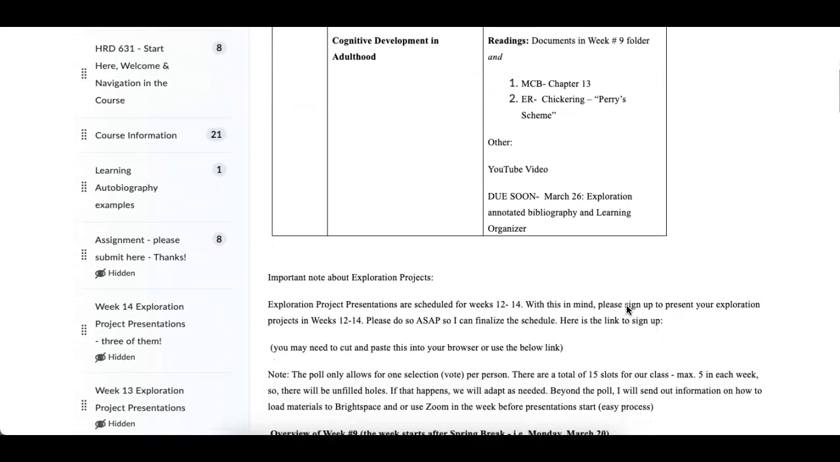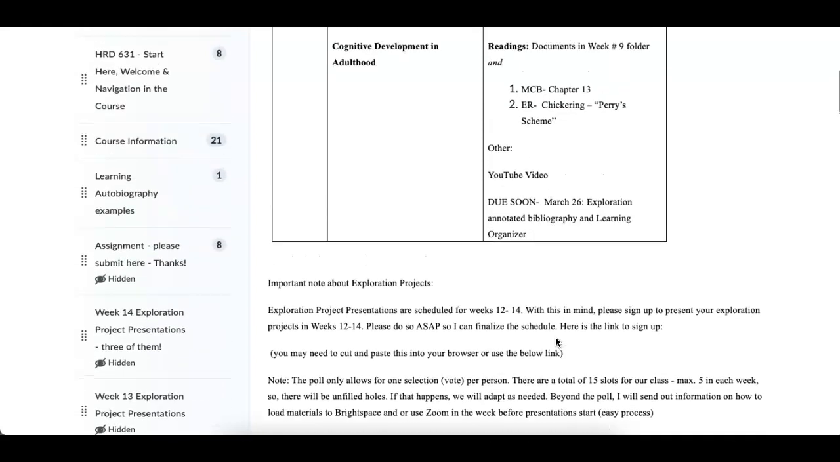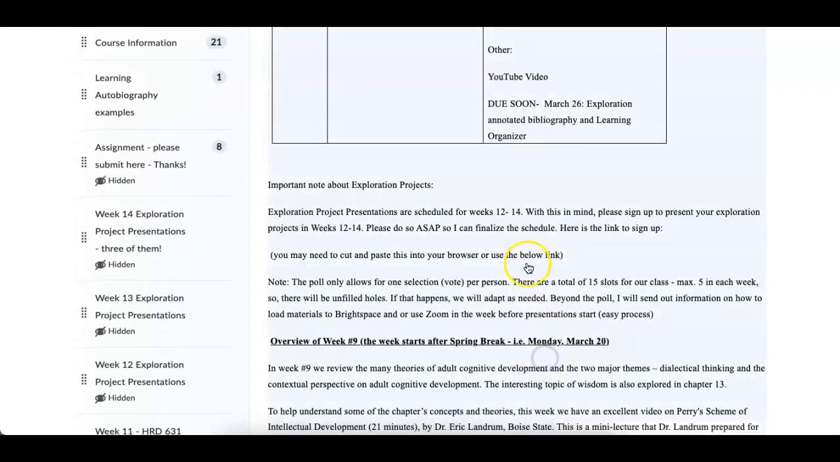Coming up next Sunday is the exploration annotated bib and learning organizer, and I'll get into information on that. One thing that I did want to mention to everybody, the exploration projects, you will have an opportunity to facilitate our learning, our actual learning, using your exploration projects in weeks 12 through 14. I'll have a sign up, a Doodle poll, coming up this week. I'll try to get that done by midweek. And in there, you can sign up if you want to go in week number 12, 13, or 14. So once again, the poll will be coming out. I'll give you some information on that.